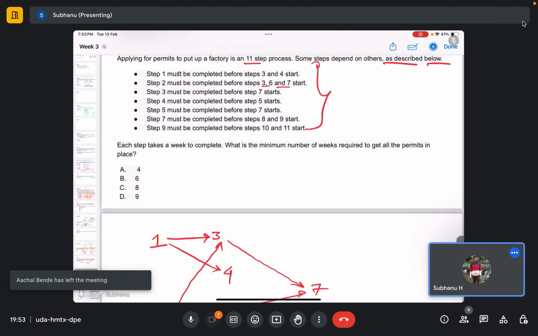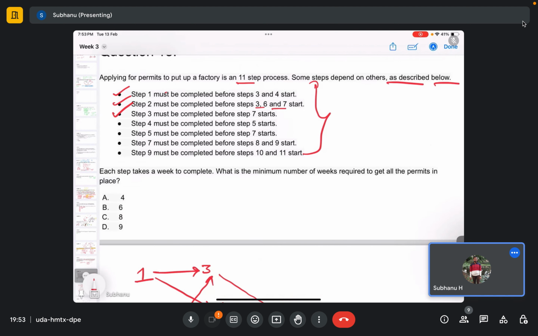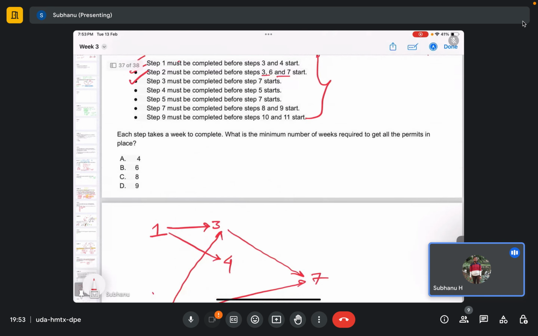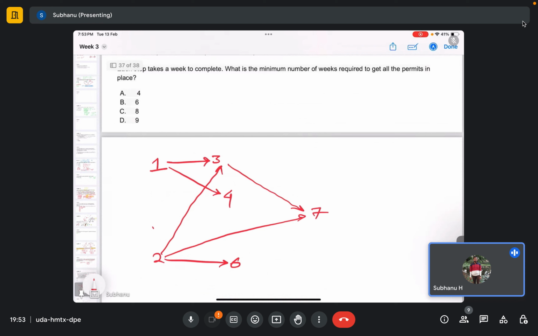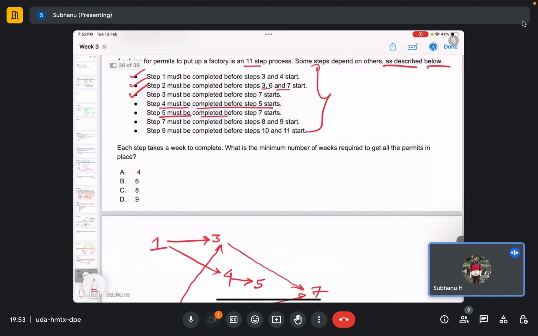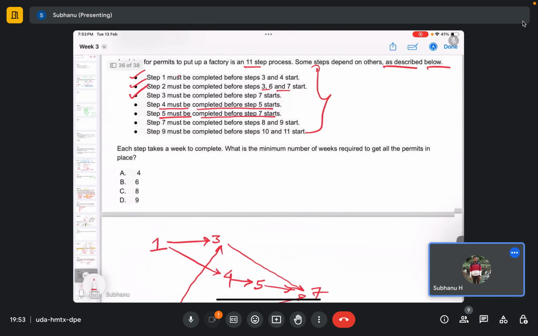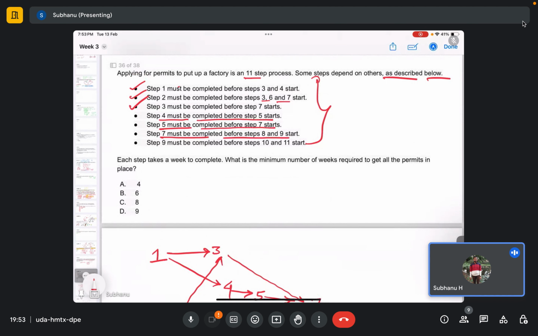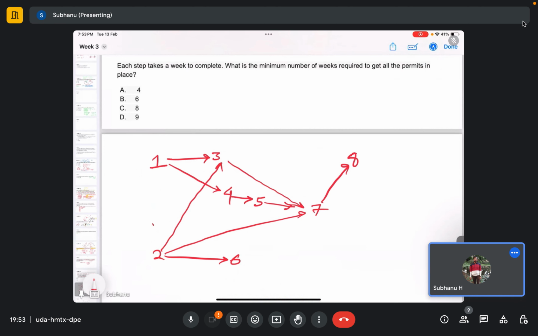So here we completed step 1, step 2, step 3. For step 4, what is it saying? Step 4 must be completed before step 5 starts, so we can put step 5 here. Step 5 must be completed before step 7 starts. Now step 7 must be completed before step 8 and 9 start. Fine.